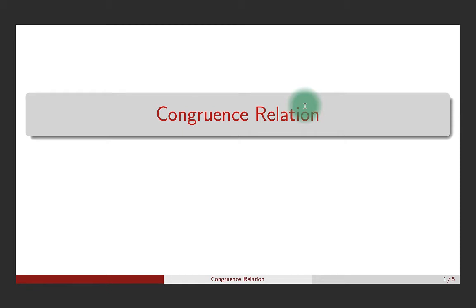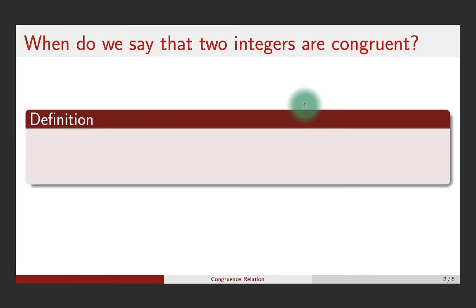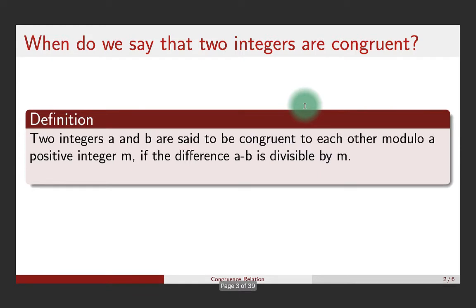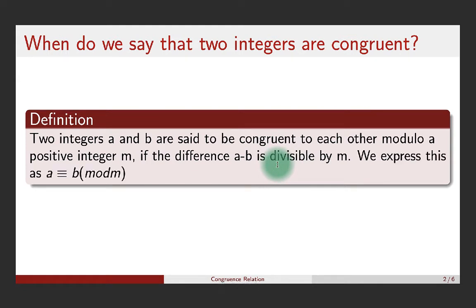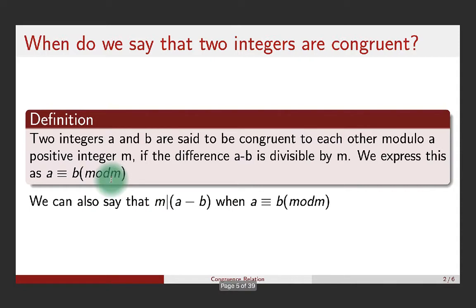Congruence relation defined on the set of integers. When do we say that two integers are congruent? Two integers, say a and b, are said to be congruent to each other modulo a positive integer m if the difference a minus b is divisible by m. That is, if the difference a minus b is a multiple of m. We can express this relation as a congruent to b modulo m. We can also say that m divides a minus b when a is congruent to b modulo m.